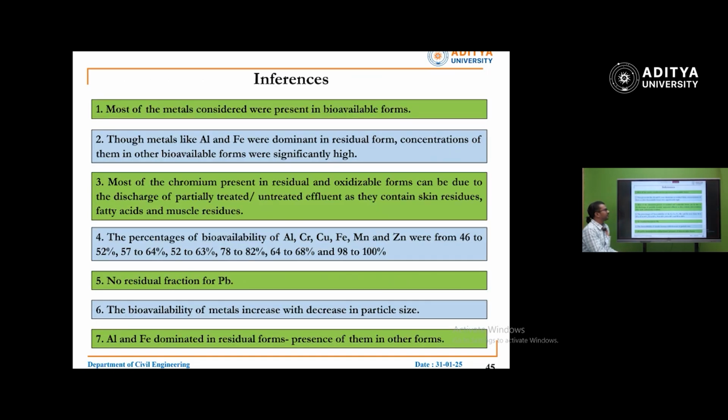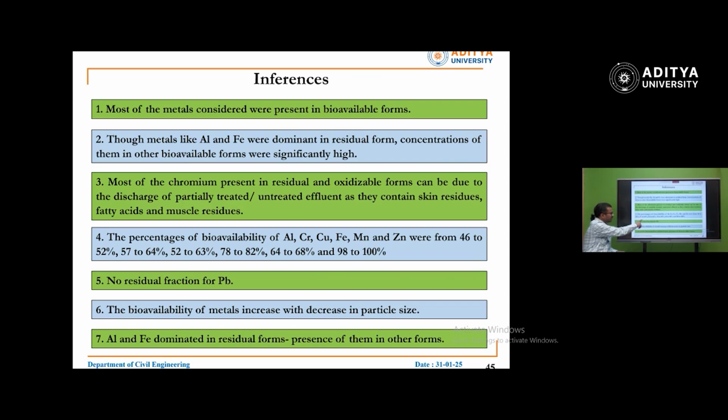So these are the inferences from this speciation study. We have identified that most of the metals are present in bioavailable forms only. That means probable risk is there to the environment. And for metals like aluminum and iron, even though almost 70 to 80% is present in residual form, the concentrations are so high that even the smaller portions present in other forms can leach into the environment.